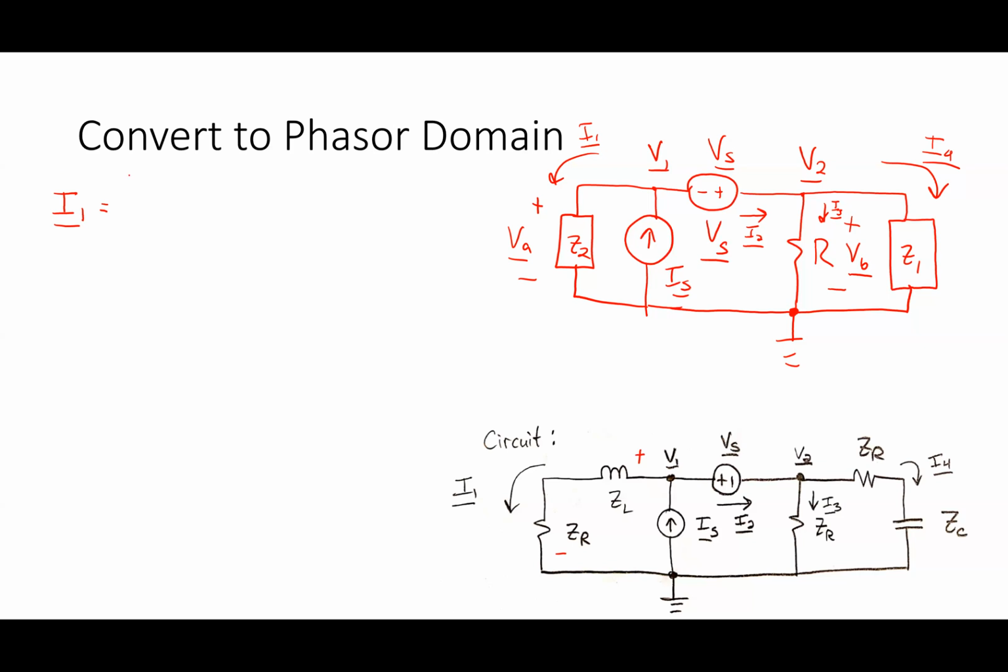Well, I'm going to say VA over Z sub 2. VA is the node voltage at the plus terminal minus the node voltage at the negative terminal. The node voltage at the negative terminal is 0, and the node voltage at the positive terminal is V1. So this is V1 divided by Z2, and my Z2 is R plus ZL. When I write code for this, I would have just said ZL is J times omega times L.